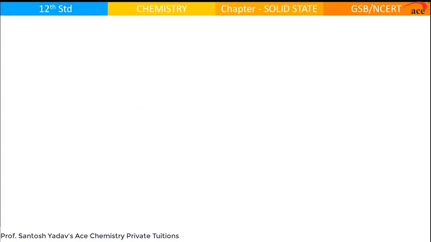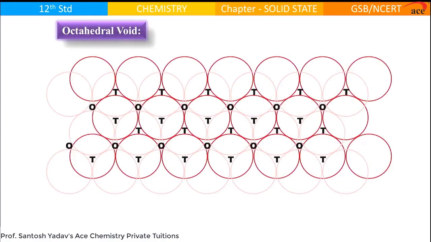Now, the octahedral void. This octahedral void, along with the tetrahedral void, is present in AB packing and ABCA packing. If you want to know again, AB packing is responsible for hexagonal close packing, HCP, and ABCA packing is responsible for CCP or FCC. You want to see an octahedral void? It has been labeled as O. So, all those labeled as O are called octahedral voids.